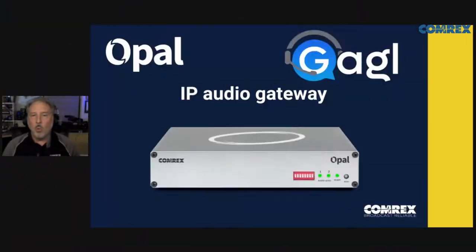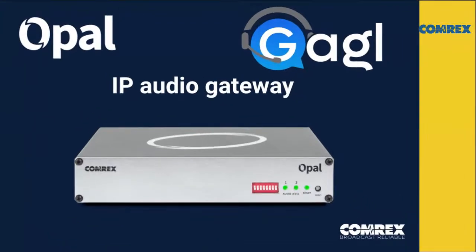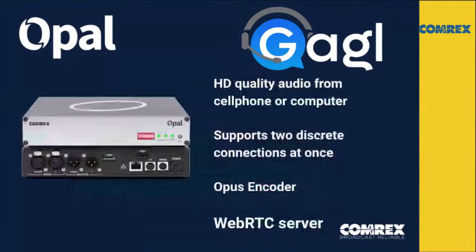Okay, so Opal and Gagl are what we refer to as WebRTC appliances, or WebRTC communication tools. They use a common web browser, and those common web browsers have the tools to be able to connect to these services. In the first case, we have Opal, which is a hardware box. Basically, think of it as a WebRTC server in a little chassis. It has the capability of getting HD quality audio from a cell phone or a computer.